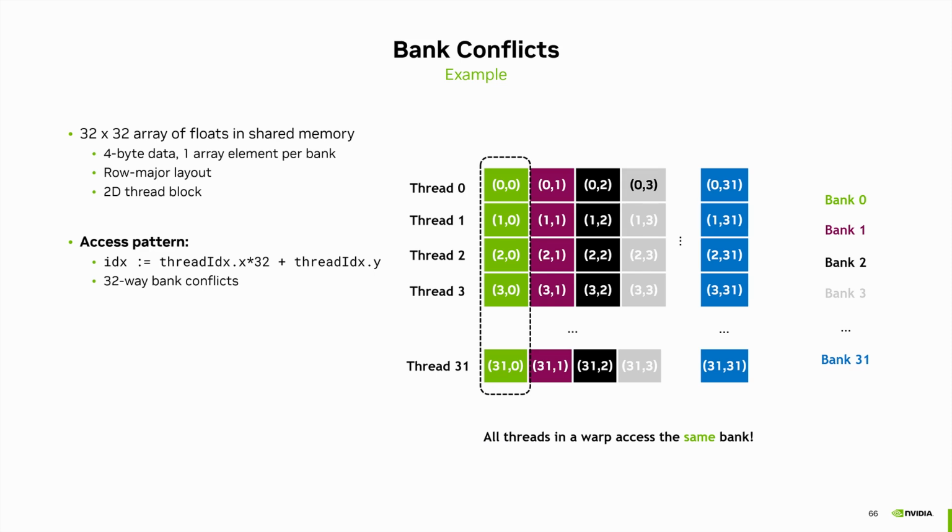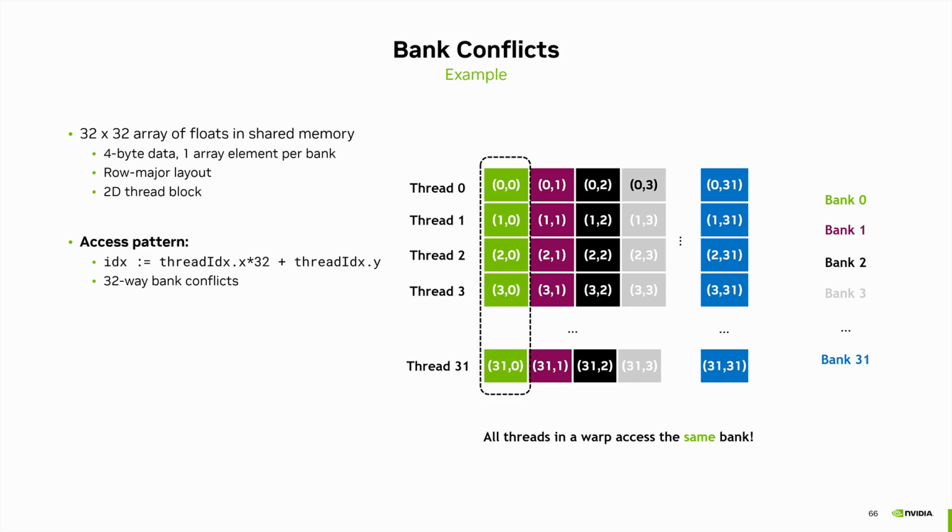Now, let's look at an example where we actually have bank conflicts and what we can do to resolve them. Let's assume we have a 32 by 32 array of floats in shared memory, 4-byte data. So we basically end up having 1 element per bank, okay? We have a row major layout, and let's just focus on 1 warp. Let's say we want each warp to access a column of this shared memory array.